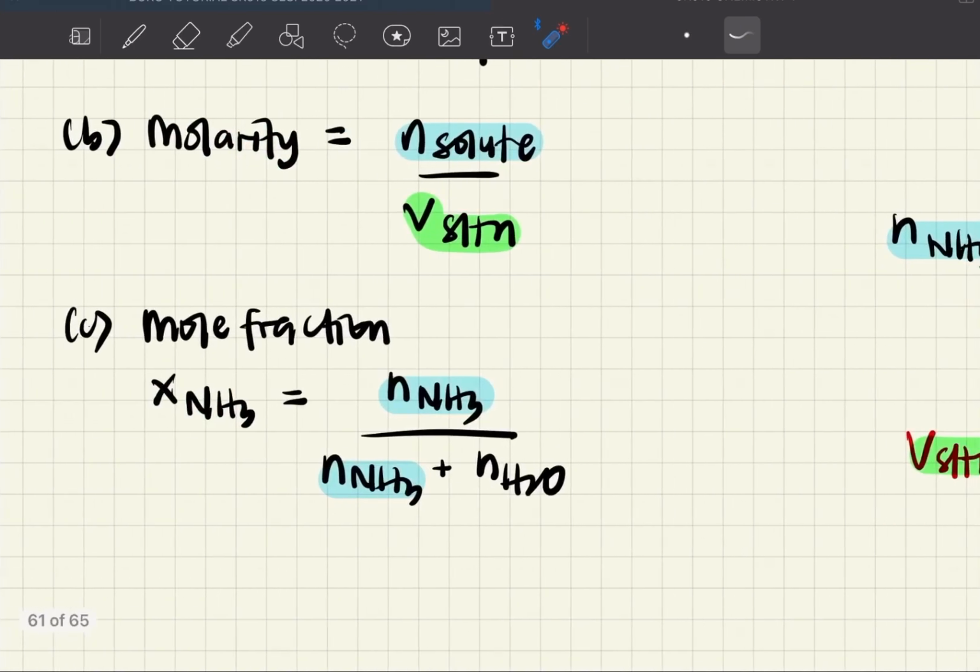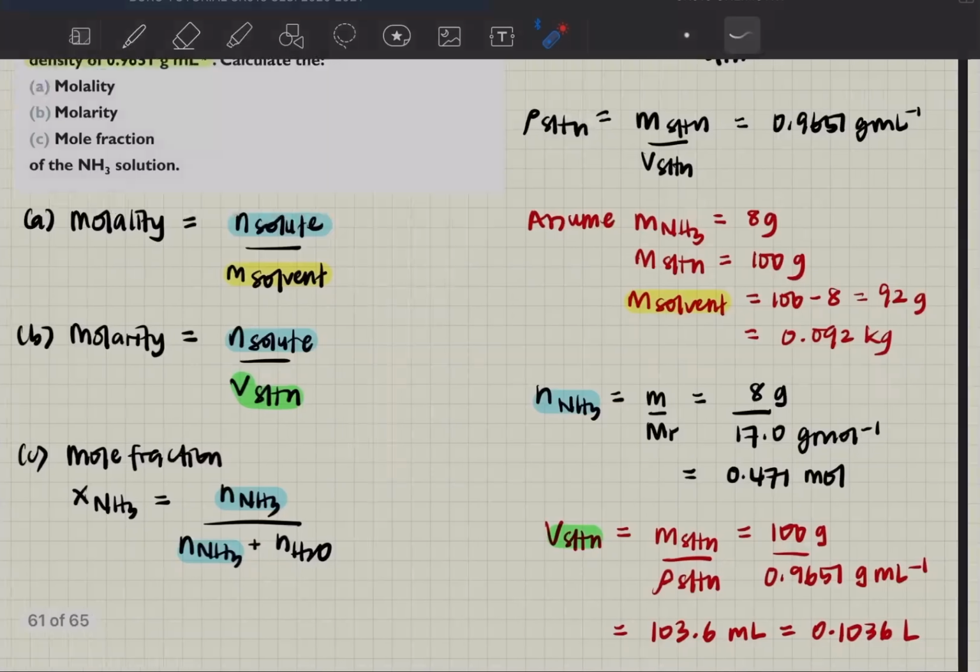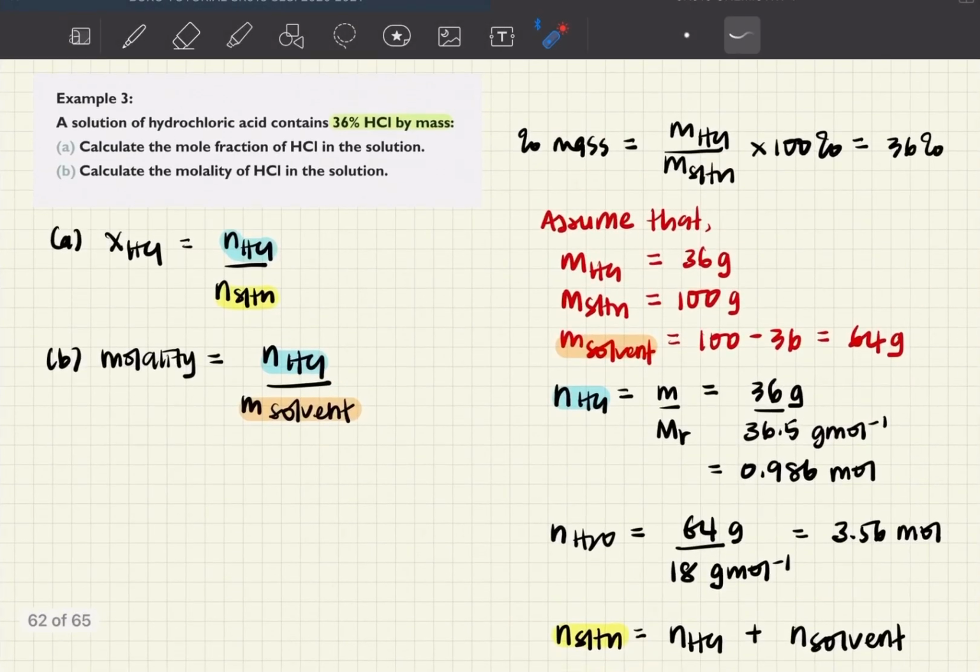Okay, so we already found our molarity. Next, we want to find the mole fraction of NH3 in the solution. So mole fraction is basically finding the number of moles of your solute and solvent. So I think you can do that on your own, okay? Since you already have the mass of solvent and mole of NH3, I think you can find the mole of solvent on your own. Okay. Next is example 3.